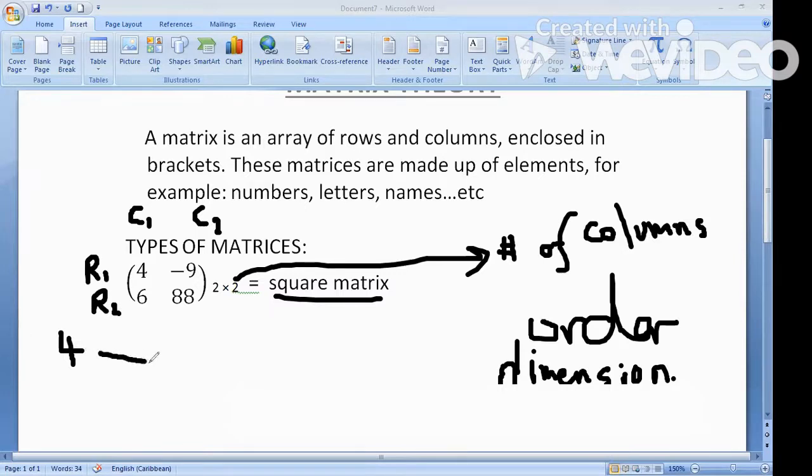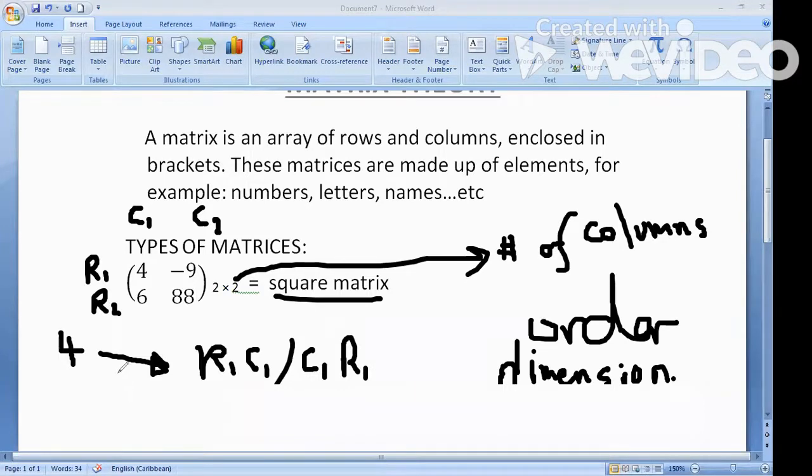Can somebody tell me what is the combination of rows and columns to get 4? No, all right, let me give you an answer. 4 is actually at R1, C1, or C1, R1.